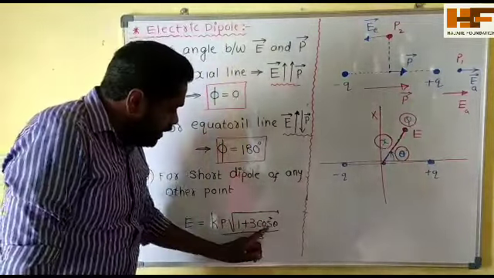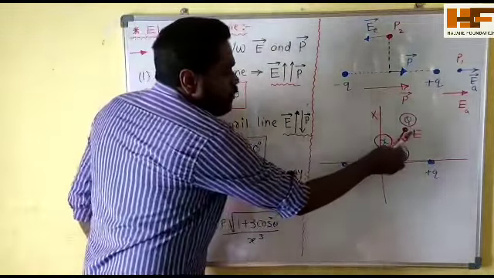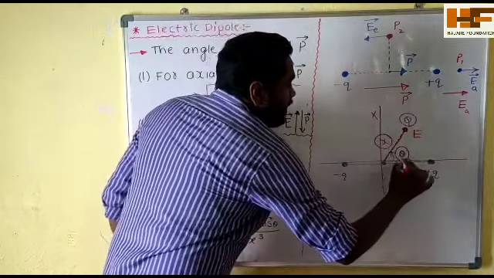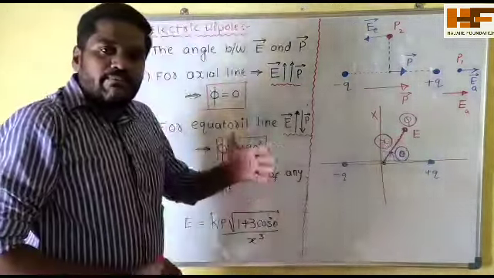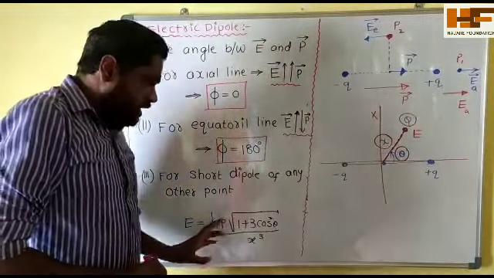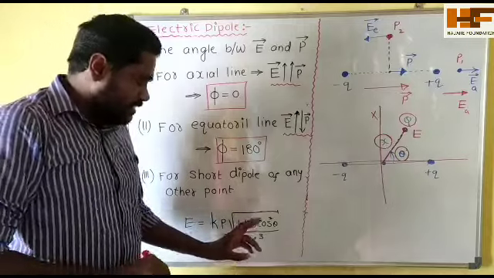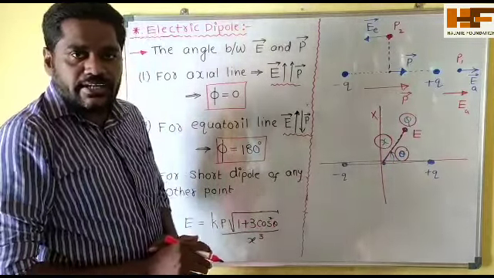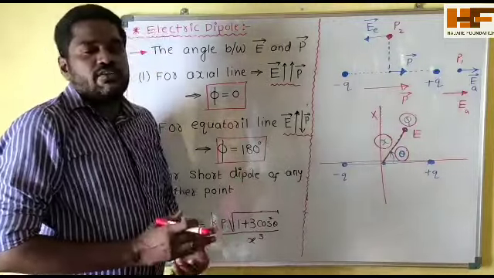But if you take theta is equal to 90, that becomes the equatorial line. Therefore, if you substitute theta is equal to 90, you will get the equatorial line formula. So this is the common formula you can apply by substituting theta is equal to 0 or theta is equal to 90, for a short dipole only.